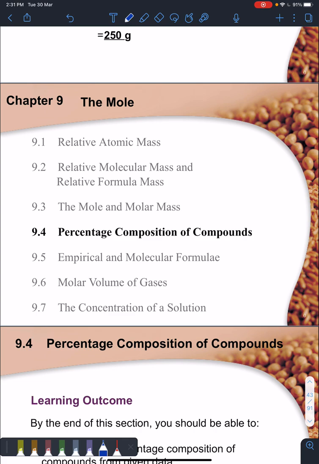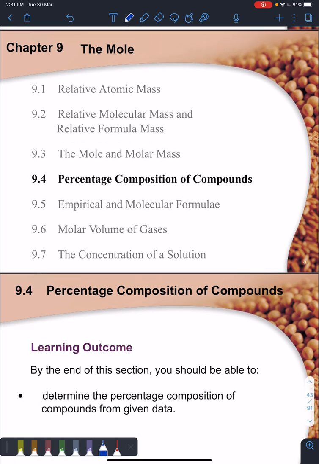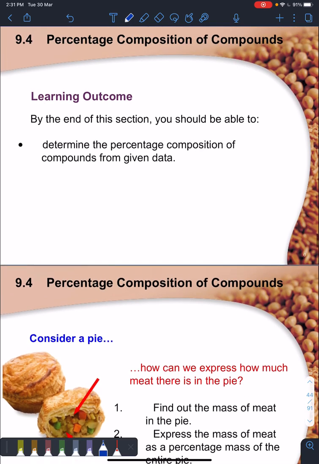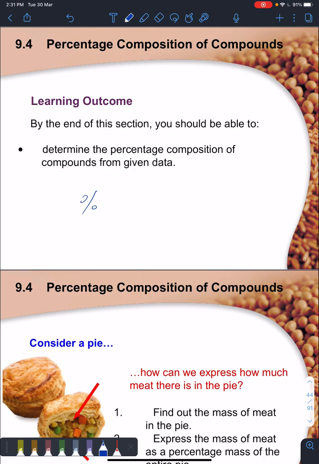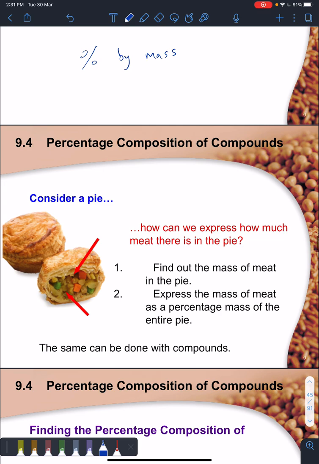Okay, next portion we are going into percentage composition. Big words, but don't be fearful about it, because this is essentially asking you about percentage by mass. Meaning, for example, let's consider a pie. How do we find out how much meat is there in the pie? Ideally, we want to say, oh, it's 100%. But we do know that it's impossible. There's the crust and all those. And usually there's a lot of air as well. So you can find out the mass of the meat.